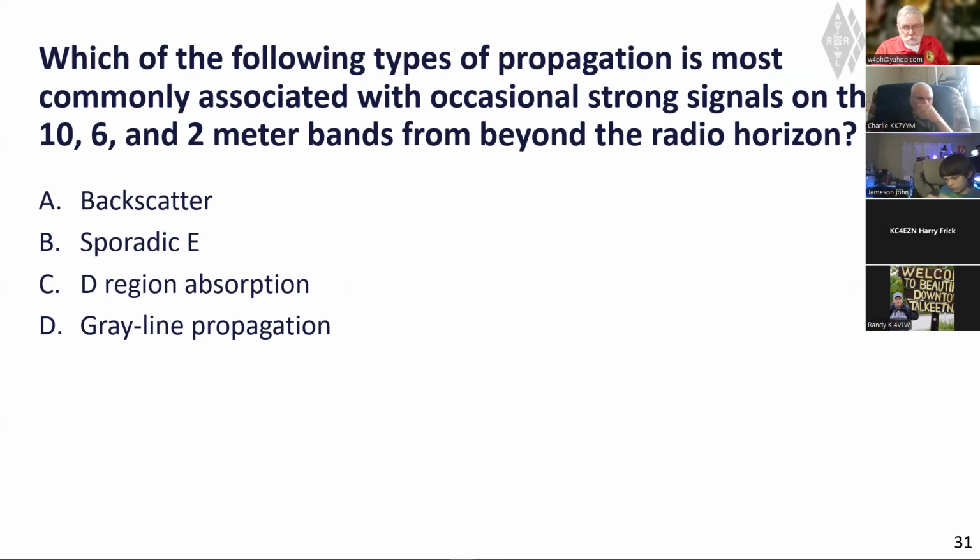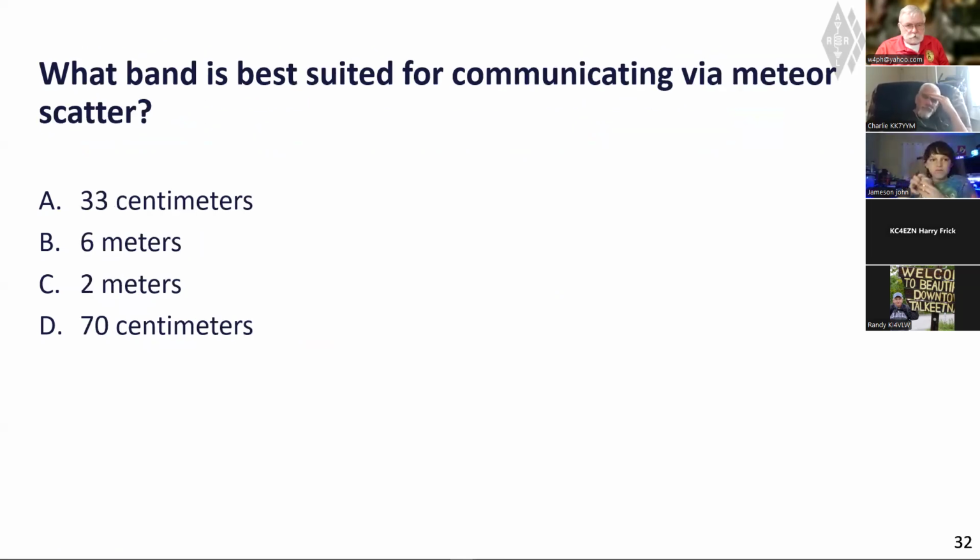Which of the following types of propagation is most commonly associated with occasional strong signals on the 10, 6, and 2 meter bands from beyond the radio horizon? And that would be sporadic E. I believe those clouds can move around during times of the day. What band is best suited for communication via meteor scatter? 6 meters, 50 megahertz.